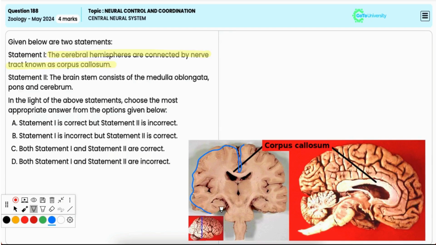the left and the right cerebral hemisphere. And these two cerebral hemispheres are connected by a tract of nerve fibers, which is known as corpus callosum.